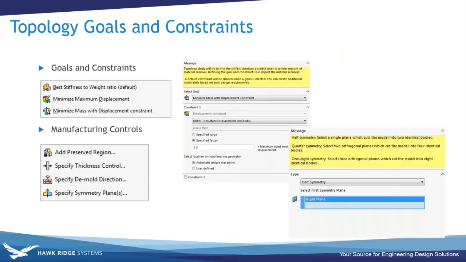So let's go ahead and just look at the interface. I'll go over the goals and constraints that you can define, the manufacturing controls that we can define, and what's going to interpret that information to give you a unique shape.